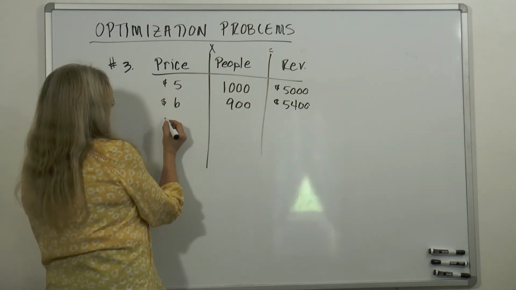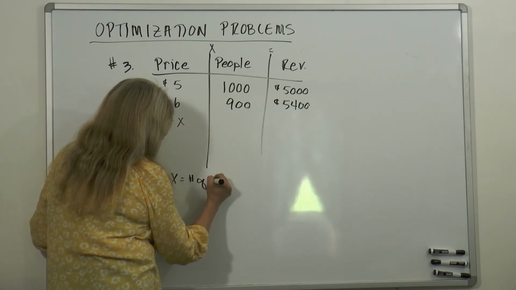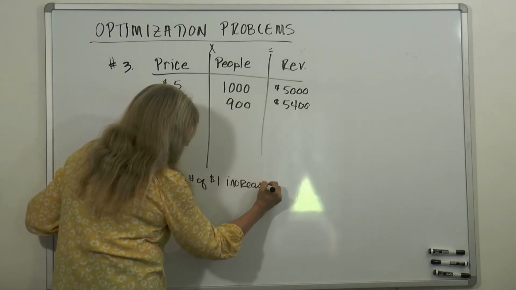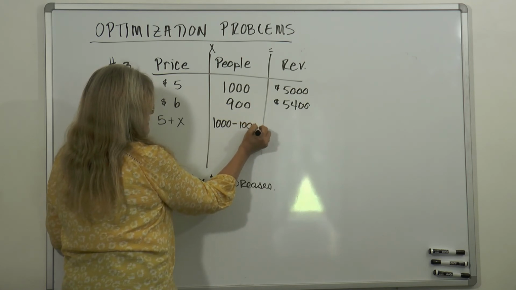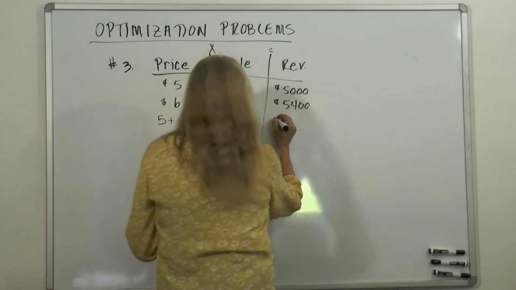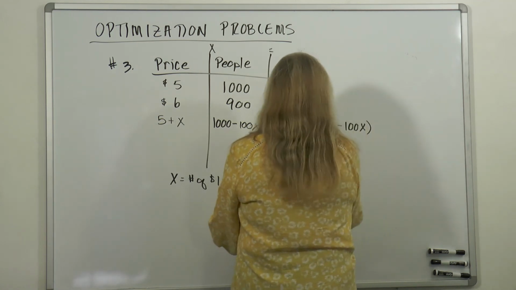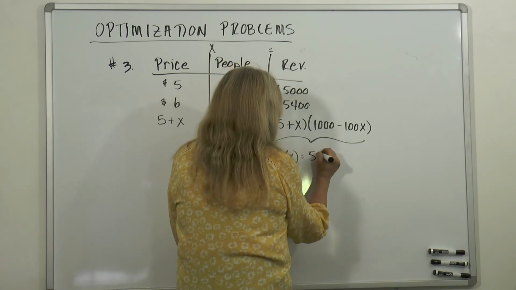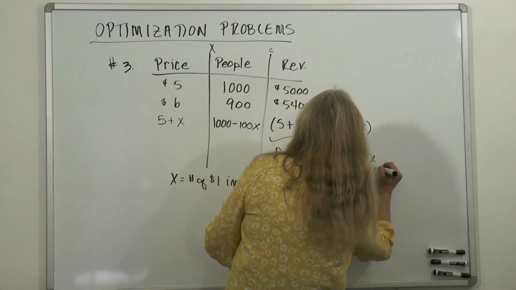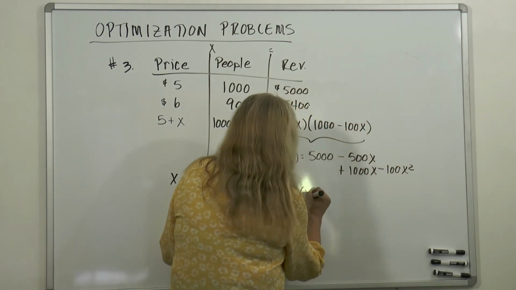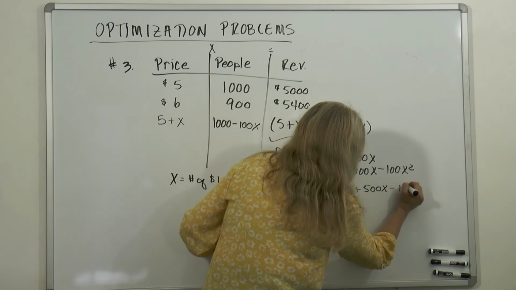So to write this as a function, the price is going to be 5 plus X. X will equal the number of $1 increases. Okay, so the number of people is going to be 1,000 minus 100 times the number of times that you increase that. So our function is 5 plus X times 1,000 minus 100X. So that's going to be 5,000 minus 500X plus 1,000X minus 100X squared. So when I combine like terms, I'm going to have 5,000 plus 500X minus 100X squared.